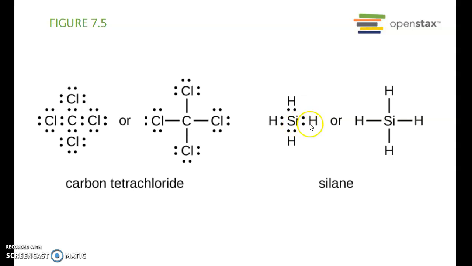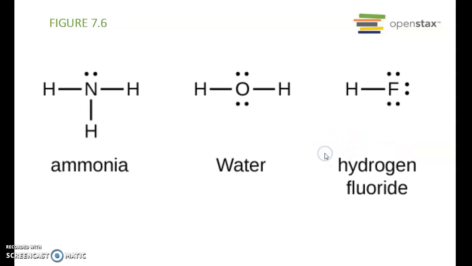Likewise for silane, which is silicon tetrahydride, you can have it either in this form or where you have the single bonds shown here. Ammonia is the same way. Remember, nitrogen has 5 electrons, and so it has 3 to share plus a pair.